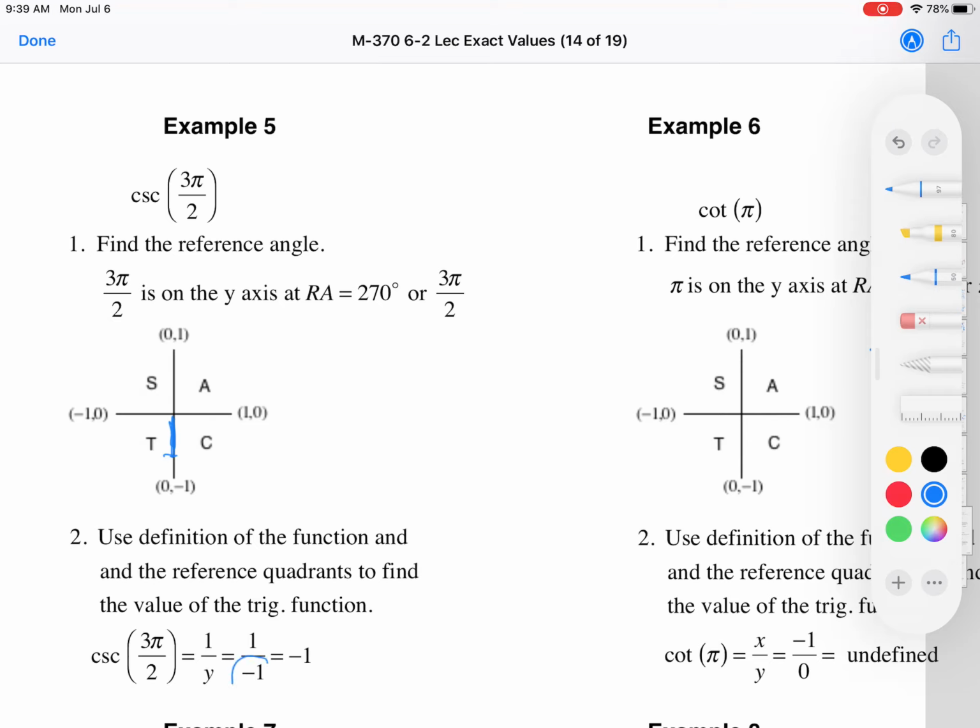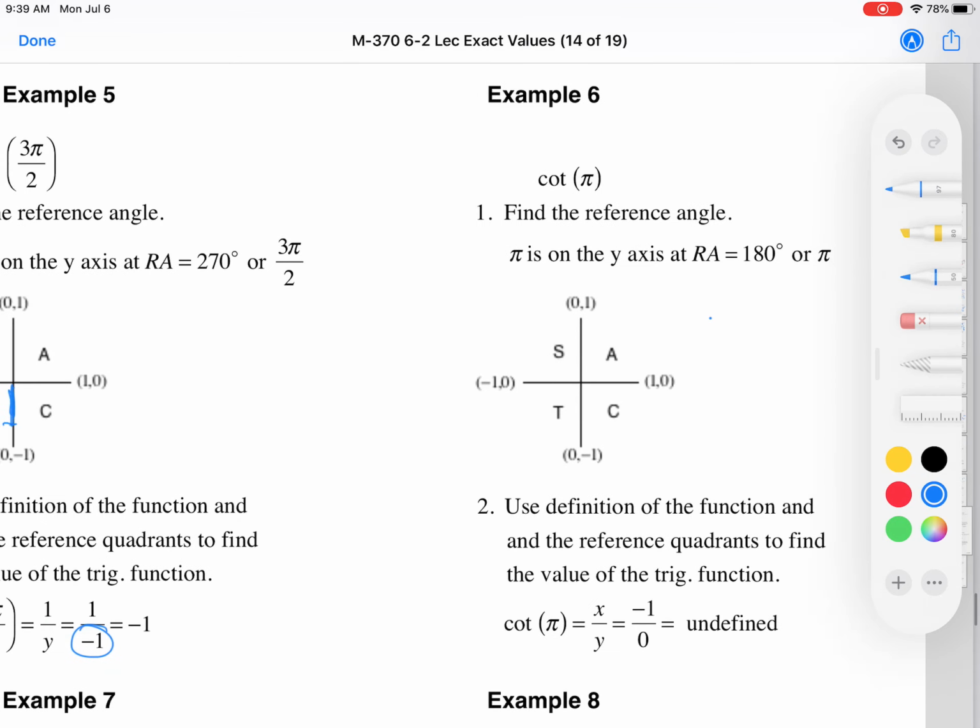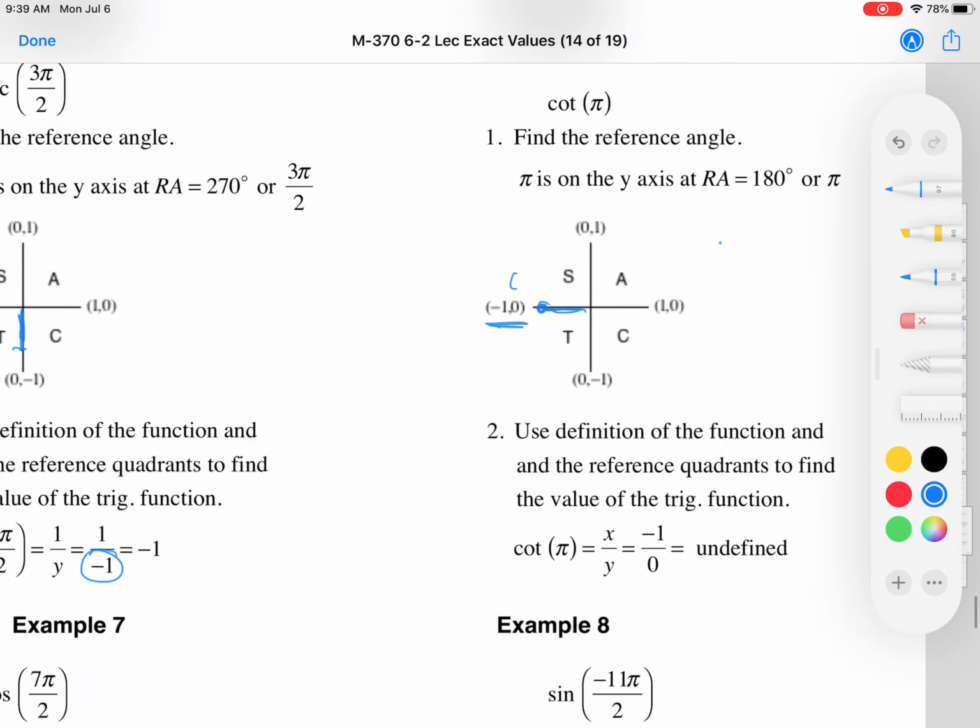My y height is negative 1, because remember, our r is always negative 1 the way he's done it, and we get a nice negative 1 out. In example 6, where's pi? Pi's right here. Cotangent is x over y. So if we think about it as those being the coordinates, he has them there, negative 1, 0, then it's negative 1 over 0, or undefined, if it's cotangent.